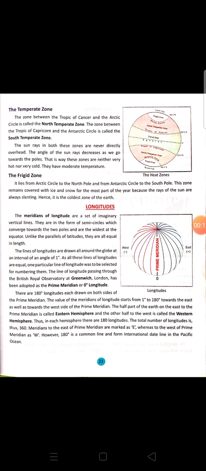The meridians of longitude are a set of imaginary vertical lines. They are in the form of semicircles which converge towards the poles and are widest at the equator. Unlike the parallels of latitude, they are all equal in length. The lines of longitude are drawn all around the globe at an interval of 1 degree.